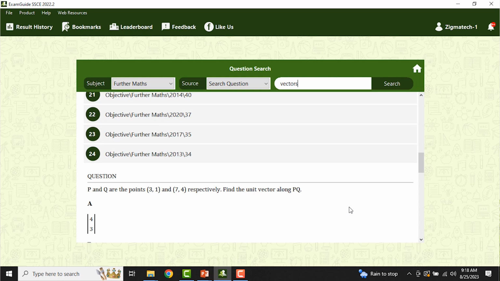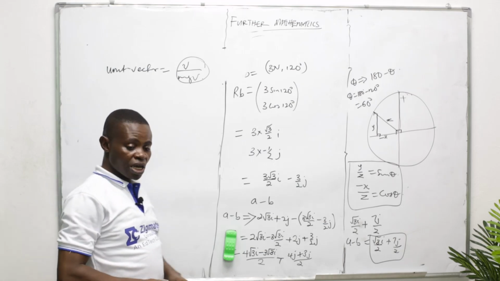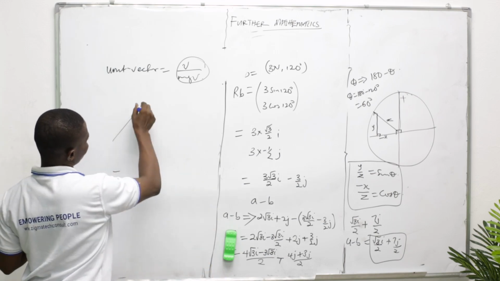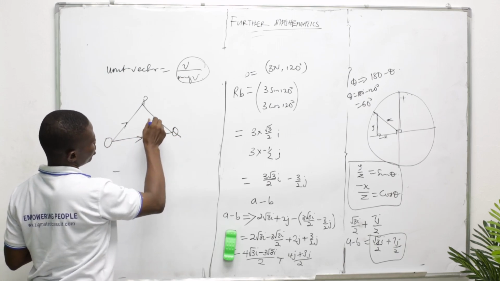P and Q are the points 3, 1 and 7, 4 respectively. Find the unit vector along PQ. Okay, now we have done unit vector before. Let me write the formula once again so that on your own you now summarize the unit vector. Recall that unit vector equals vector all over magnitude of the vector. Since it says along PQ, it means that triangle we normally draw in position vector, you must draw it. This is P, this is Q, this is O. You create it this way, okay?